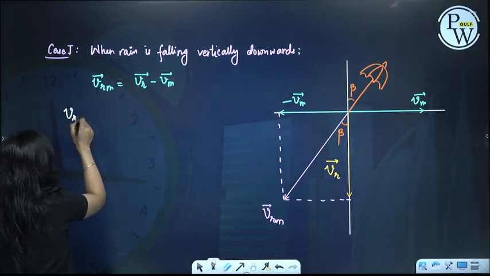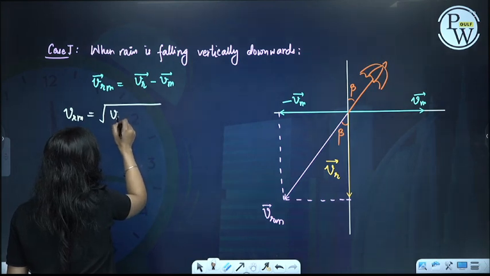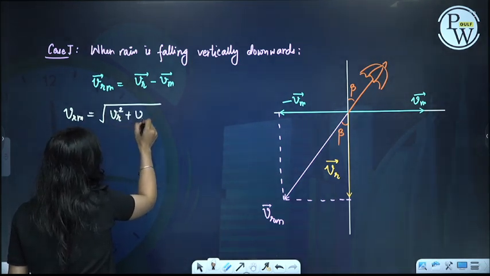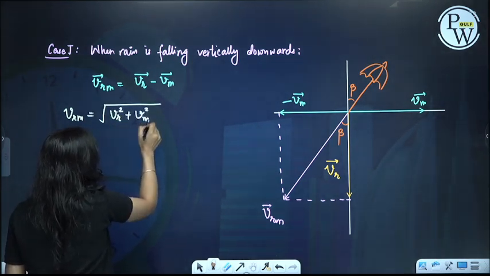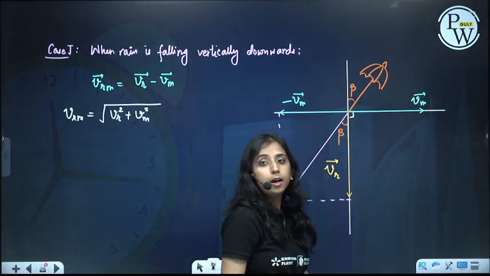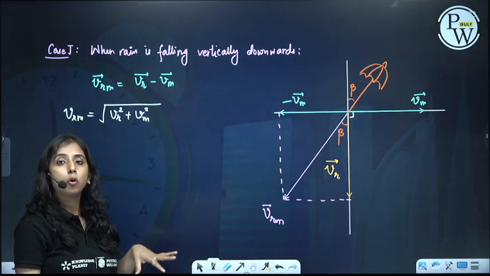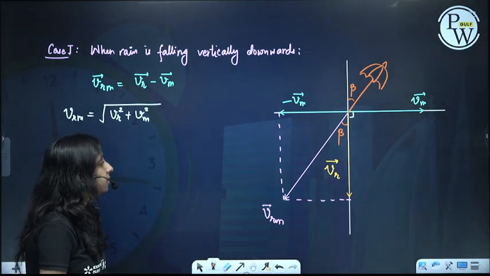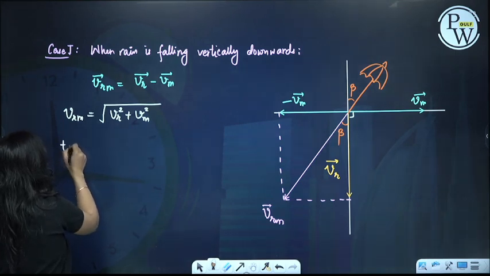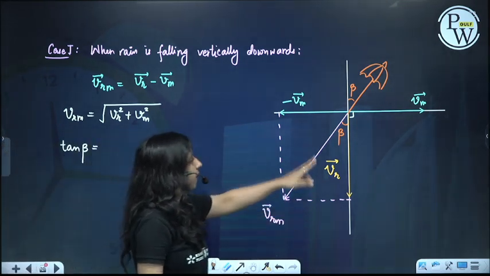Firstly, what will be the magnitude of VRM? Magnitude of VRM will be the square root of Vr square plus Vm square minus 2 Vr Vm cos 90, because the angle between Vr and Vm is 90 degrees, so that term will become 0. Now in this triangle, find tan of beta.